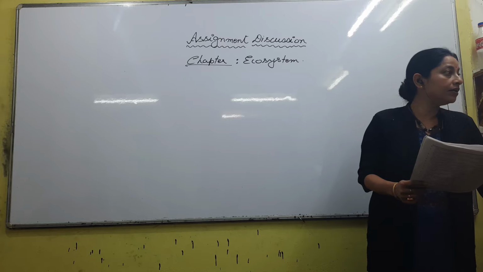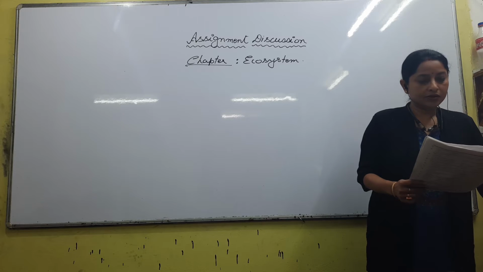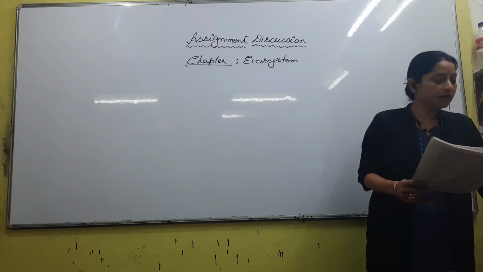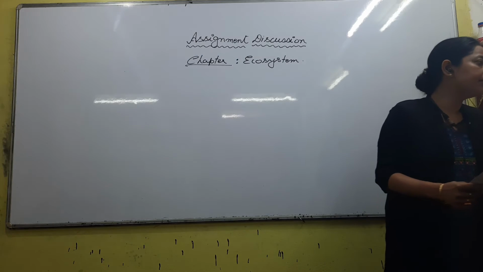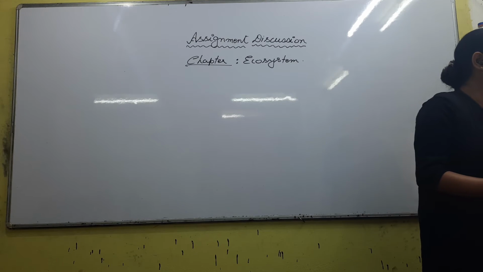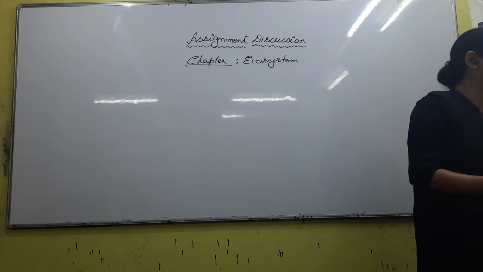Pyramid of tree? Which one? Option A. Pyramid of tree, spindle shaped on the basis of number. Pyramid of pond, inverted on the basis of biomass. Oh, you didn't understand that line.